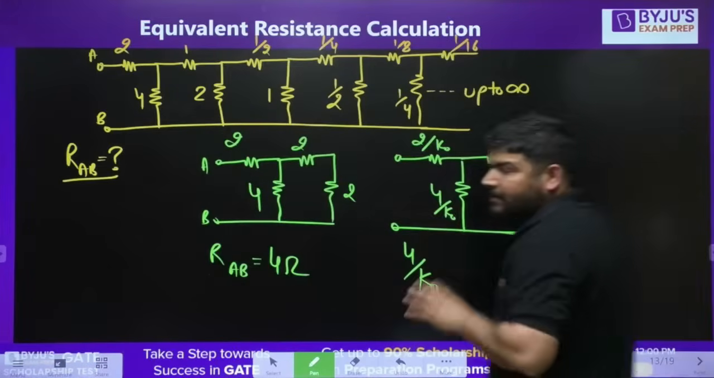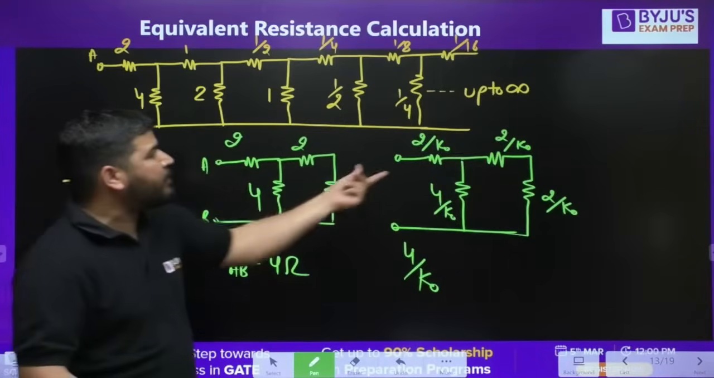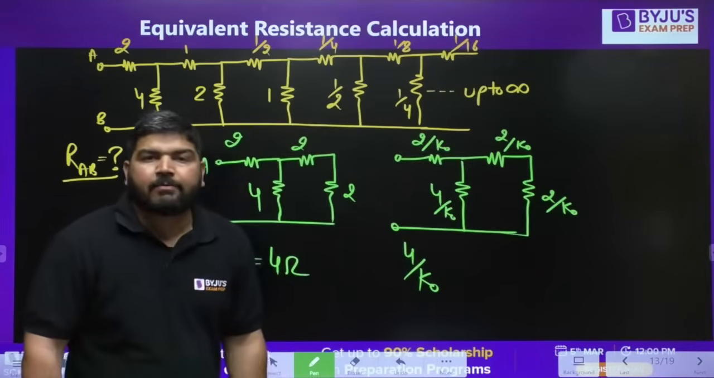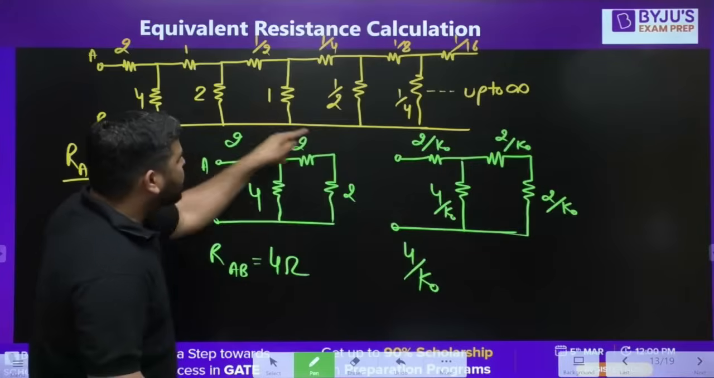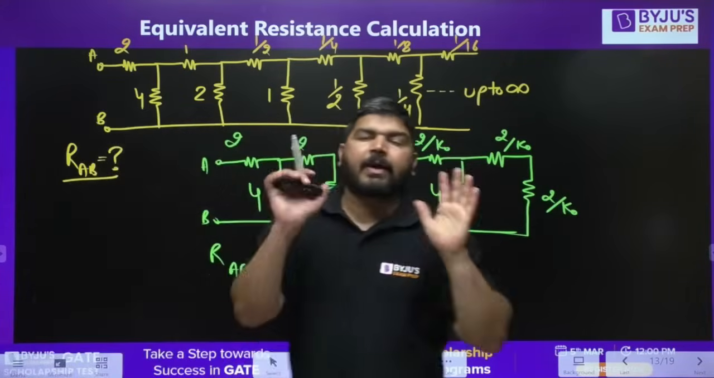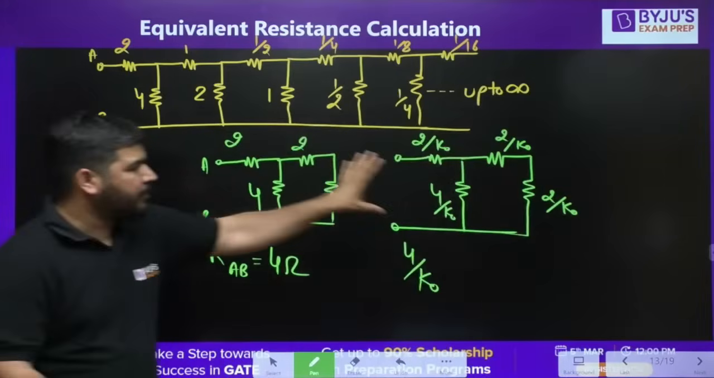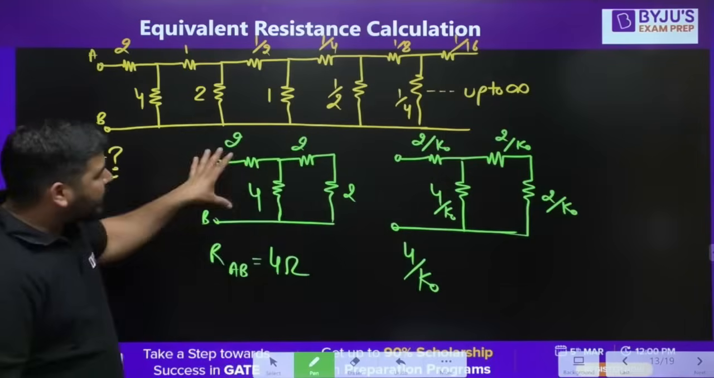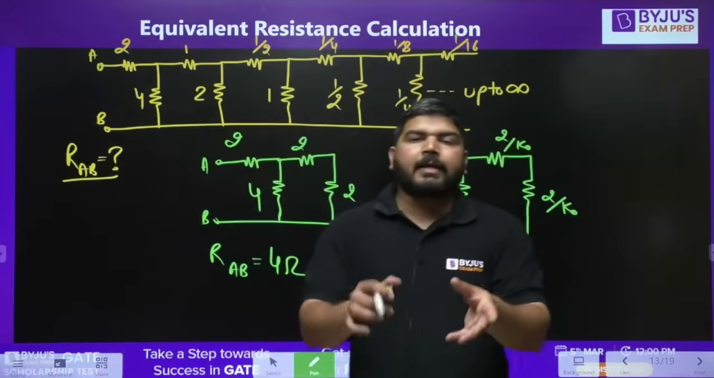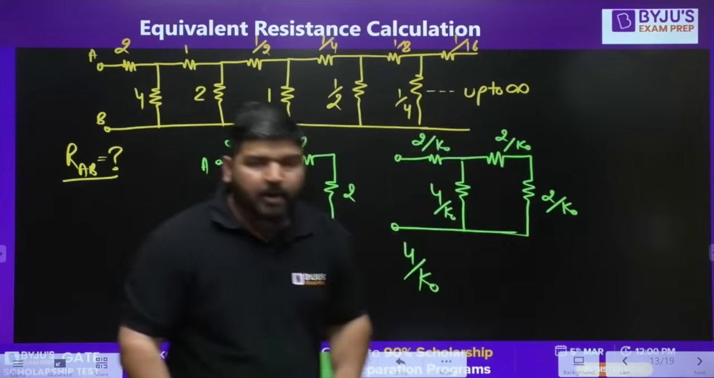Now, the moral of the story is, if you are dividing each resistance by some factor, then the equivalent resistance will also be divided by the same factor. If you are multiplying each resistance by some factor, let's say K naught, then the equivalent resistance will also be multiplied by the same factor. Just remember this point. So if every resistance is multiplied or divided by some factor, then the equivalent resistance will also be multiplied or divided by the same factor. I hope it is clear.